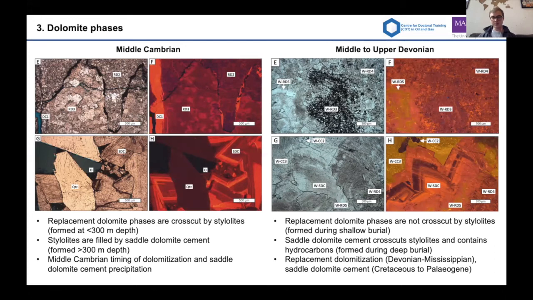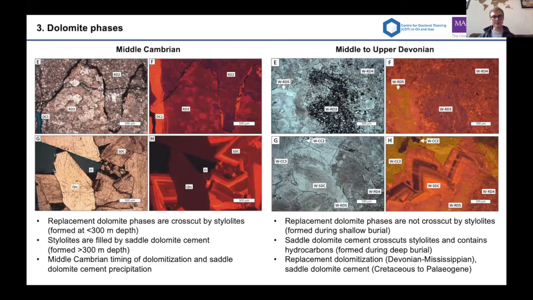Additionally, saddle dolomite also cross-cuts stylolites and contains hydrocarbons, which suggests that it formed during deep burial, as hydrocarbons were only being generated in the basin during deep burial. And from this, we can say that replacement dolomitization likely occurred from the Devonian to the Mississippian, and saddle dolomite cement from the Cretaceous to Paleogene.